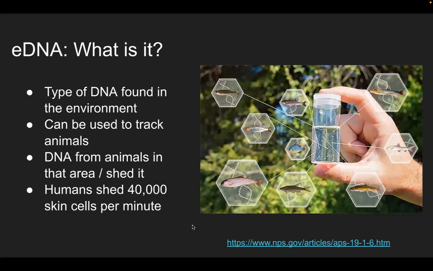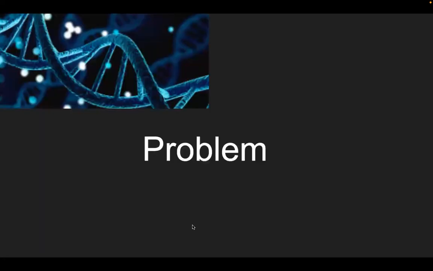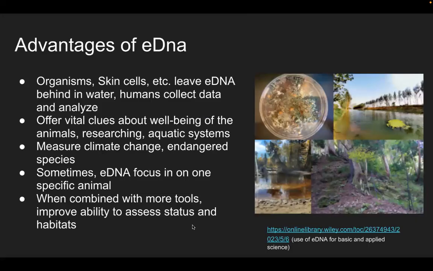eDNA is a type of DNA found in the environment. It can be used to track a lot of animals. It's DNA from animals, so animals will shed it. Humans actually shed 40,000 skin cells per minute. The advantages of eDNA are that organisms leave it behind in water, so humans can collect it without ever having to come in contact with the species.